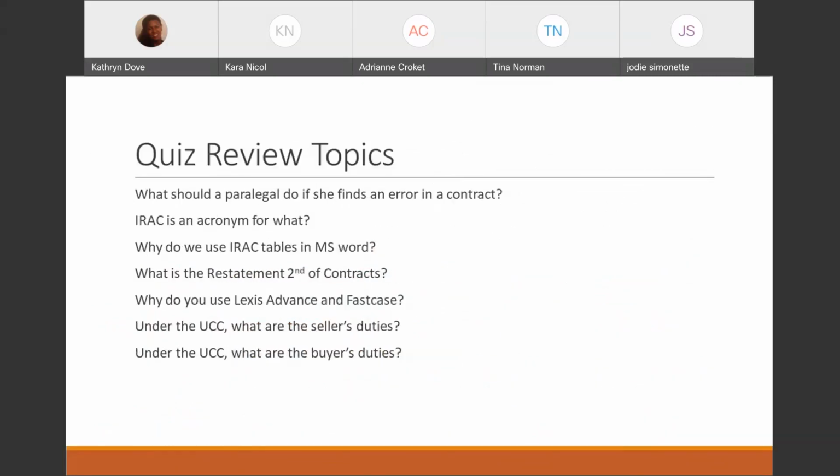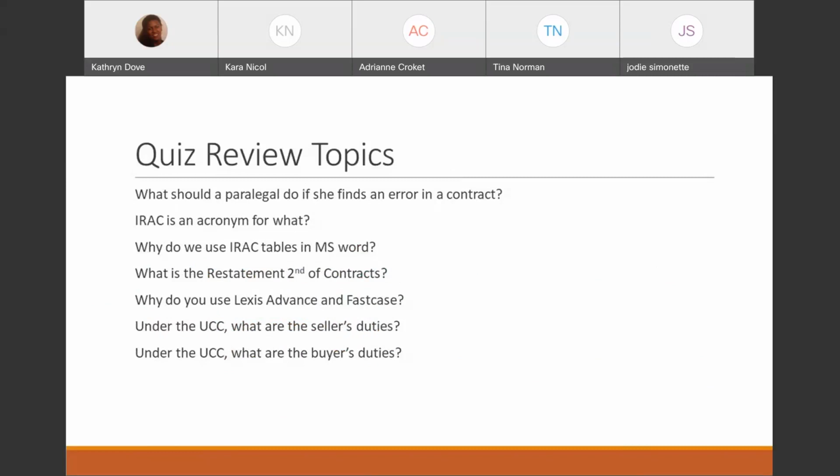What else do we need to know for the quiz? Kara, what should a paralegal do if she finds an error in a contract? Highlight it and let her supervising attorney know. Good, good. Tina, what is IRAC an acronym for?